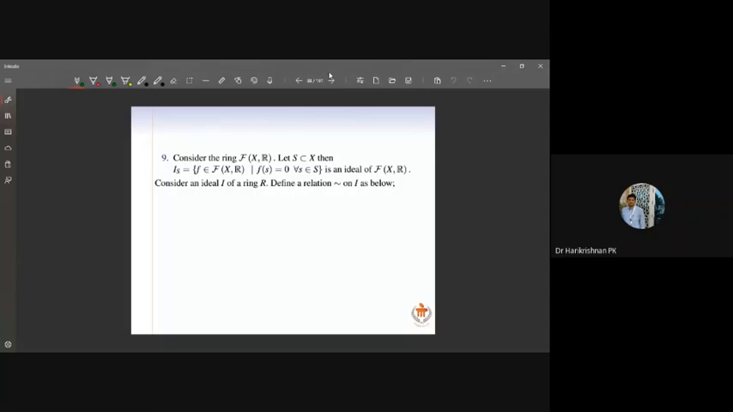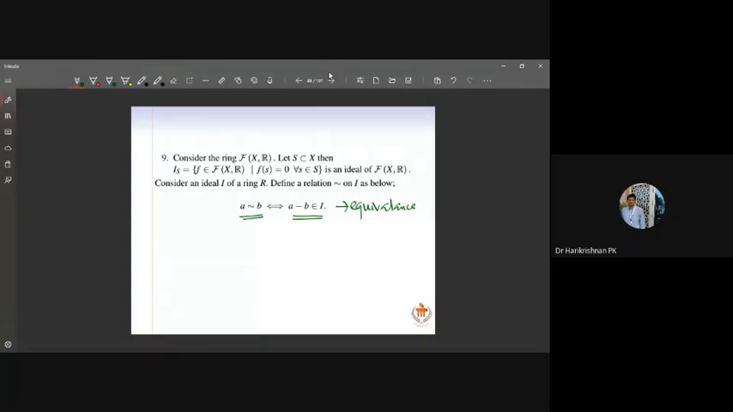Next, to tell the next concept, I am considering an ideal I in a ring R. I am going to define a relation on R, denoted by tilde. Take two elements a and b from R. a is related to b if and only if a minus b belongs to I. You can easily verify that this is an equivalence relation: reflexive, symmetric, and transitive.